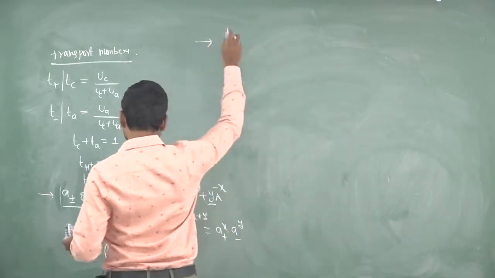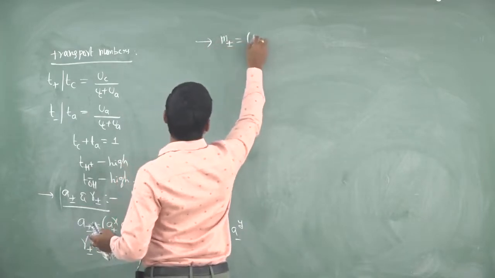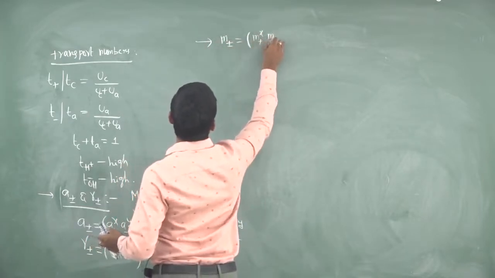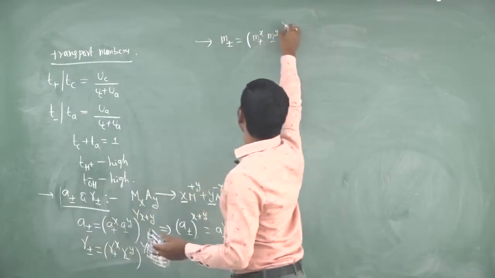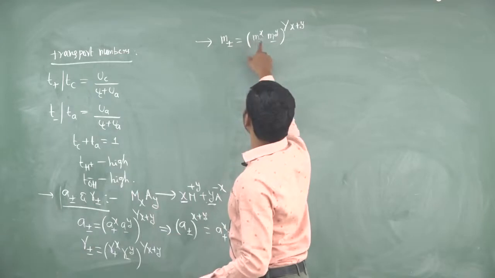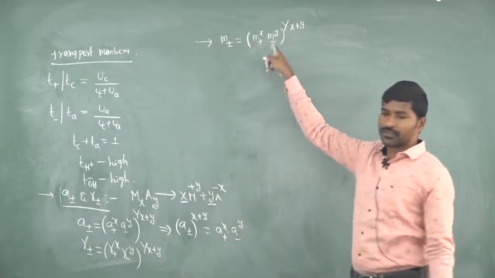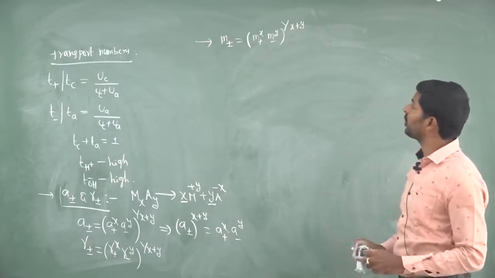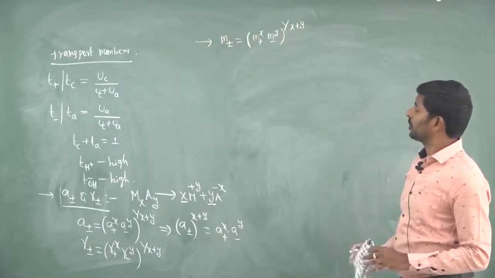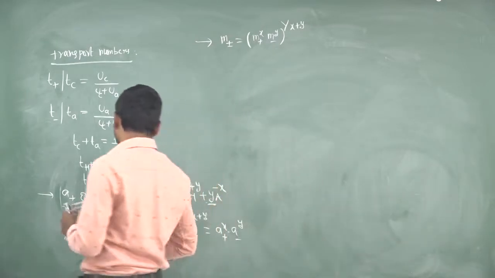Next we discussed mean ionic molality also. The same: m plus power x, m minus power y, whole power 1 by x plus y. This is the concentration of cations and this is the concentration of anions. One question based on this was also discussed, given in the political lecturers exam. So this is the concept of mean ionic activity coefficient.